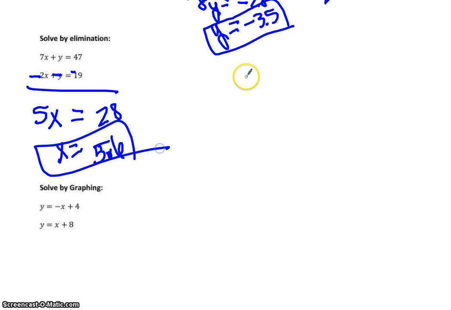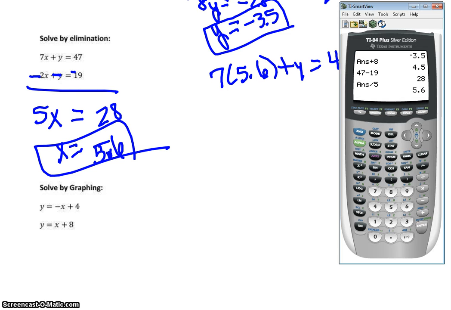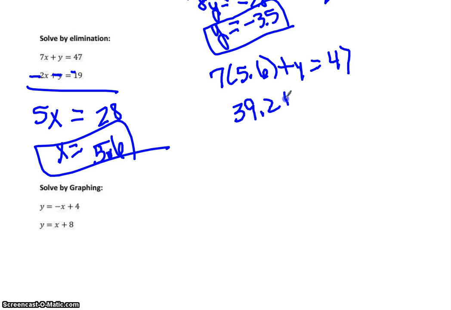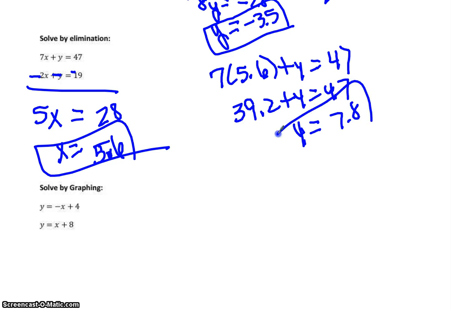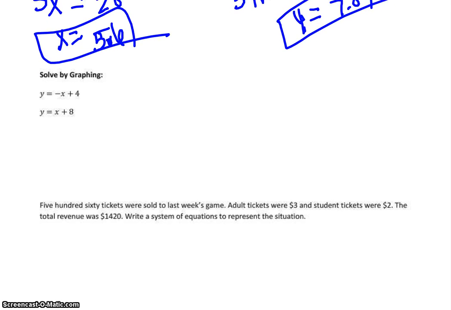5.6 for your answer. And so 7 times 5.6 plus y equals 47. So 7 times 5.6 is 39.2 plus y is equal to 47. So you're going to subtract 39.2. So 47 minus 39.2, and you get 7.8. A little unusual to get the decimals, but don't panic. Sometimes it does happen. So now we're going to solve by graphing.